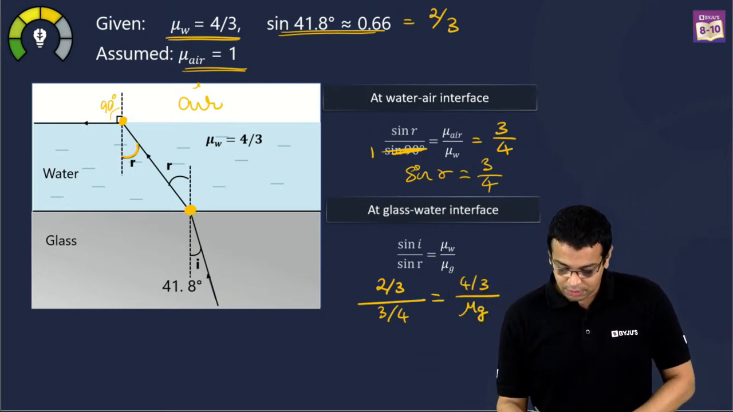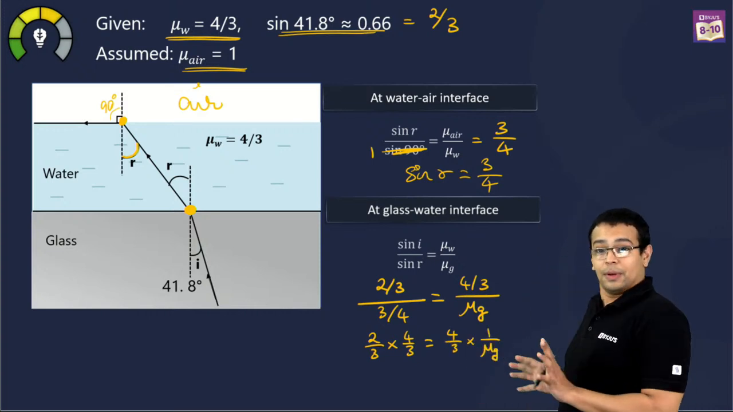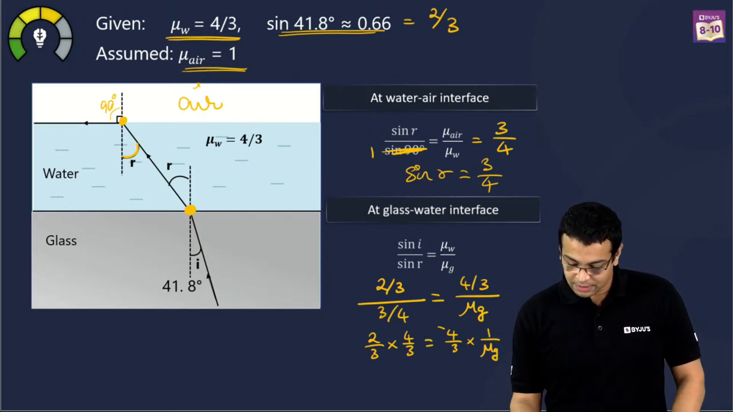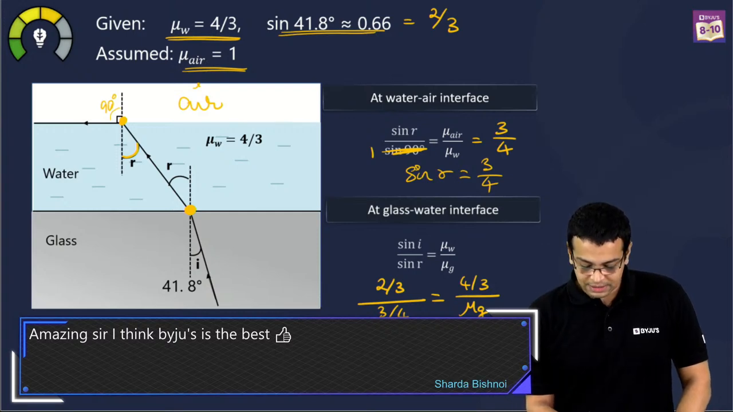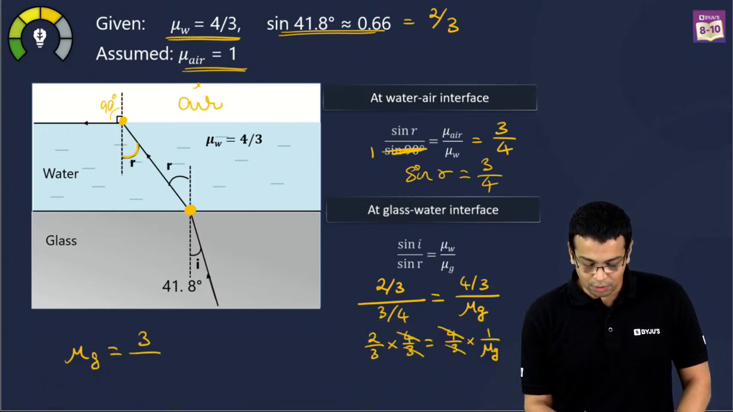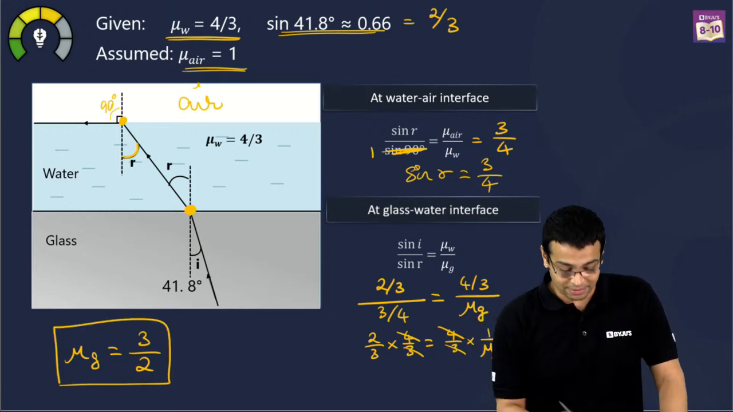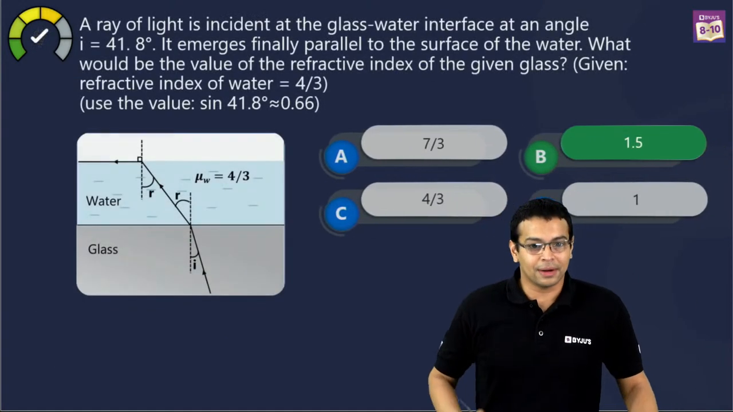Simple. So, cross multiply. Before cross multiplying, let's simplify as much as we can. 2 over 3 times 4 over 3 is equal to 4 over 3 times 1 over mu of glass. I hope this stuff is visible. Let me move. There. Okay. Cool. So, what do I cancel? 4 cancels out, 3 cancels out on either side. Mu of glass is equal to the inverse of this, which is 3 over 2. Ta-da! But remember, fractions are not there. This is nothing but 1.5. And that, by the way, is our answer.